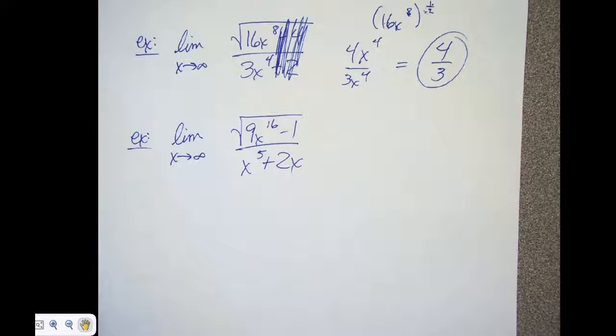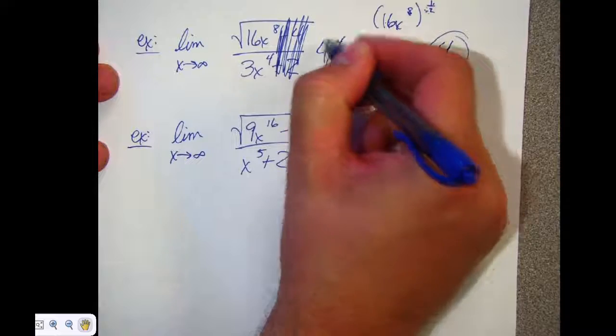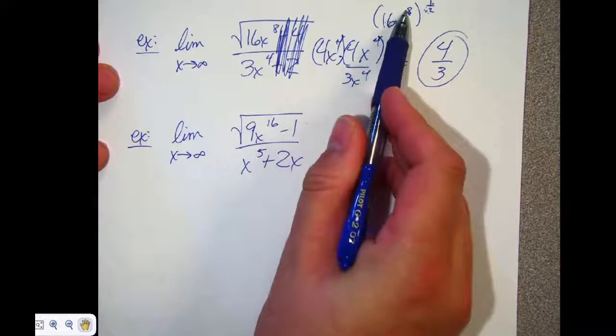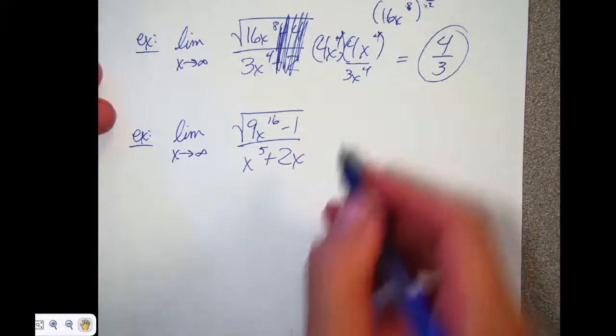Think about it backwards too when you're square rooting the power. It might help you. Like if I took this 4x to the 4th and multiplied it by 4x to the 4th, wouldn't you add up those two powers and get 8? So it helps you justify that it is the actual square root.